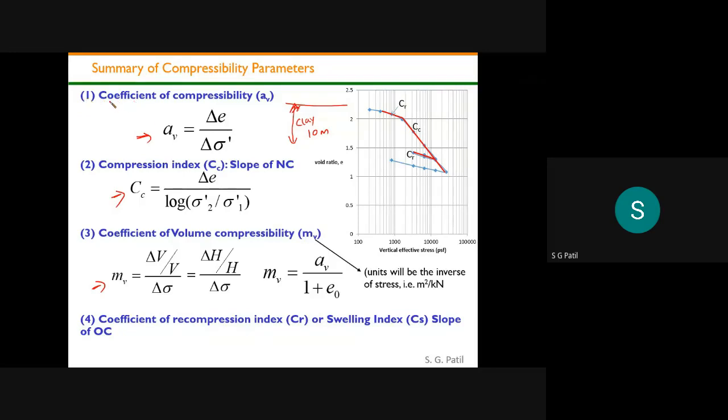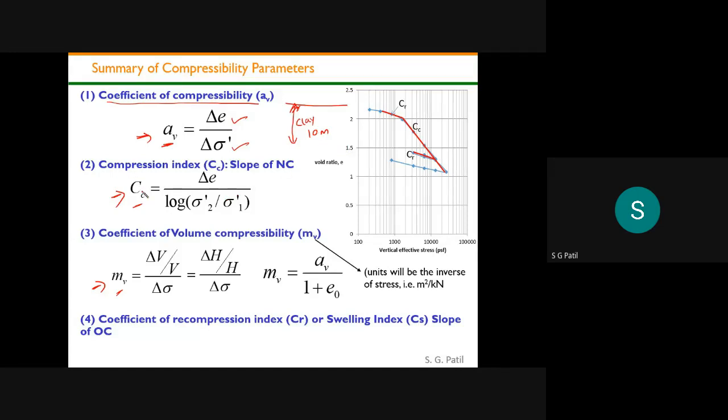The first parameter is the coefficient of compressibility, that is AV, then the compression index, that is CC, and MV, that is the coefficient of volume compressibility. These definitions are very important to calculate the consolidation settlement of the foundation. What is the first parameter? Coefficient of compressibility. What do you mean by that? That is nothing but the change in void ratio to the change in effective stress.